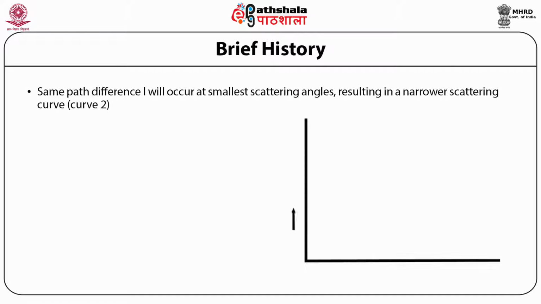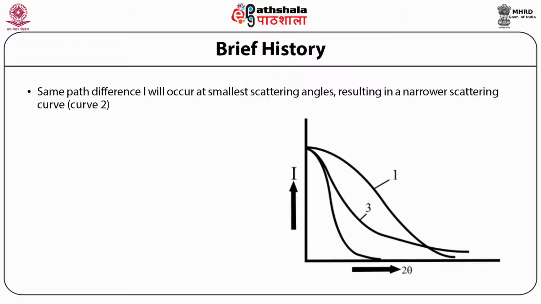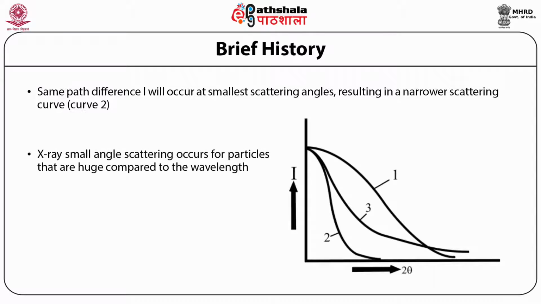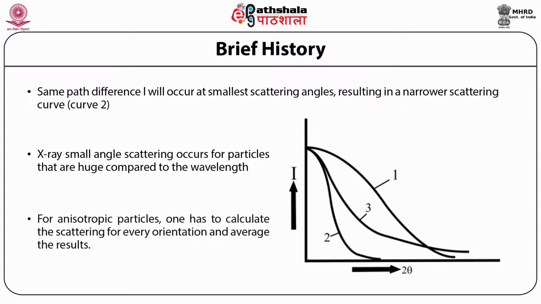If the path difference lambda occurs at a smaller scattering angle, that will result in a narrower scattering curve, the curve 2. For particles that are huge compared to the wavelength, X-ray small angle scattering occurs. In the case of anisotropic particles, one has to calculate the scattering for every orientation and average the results. One of the different techniques for calculating the scattering curve involves the distance distribution function of electrons.